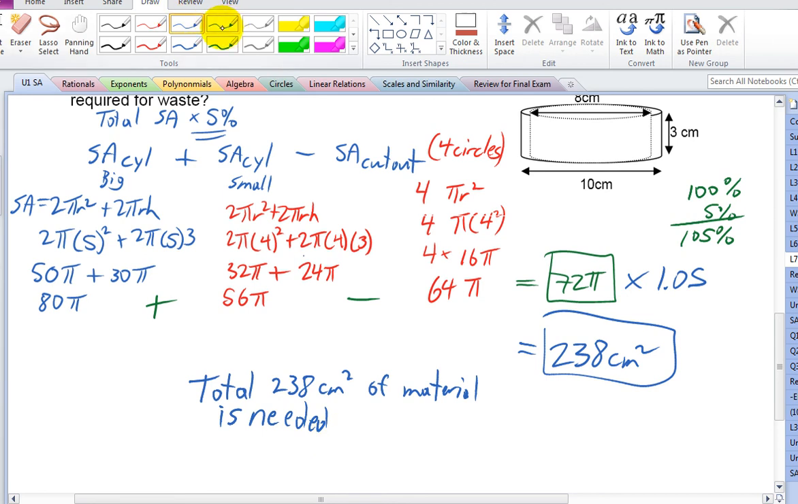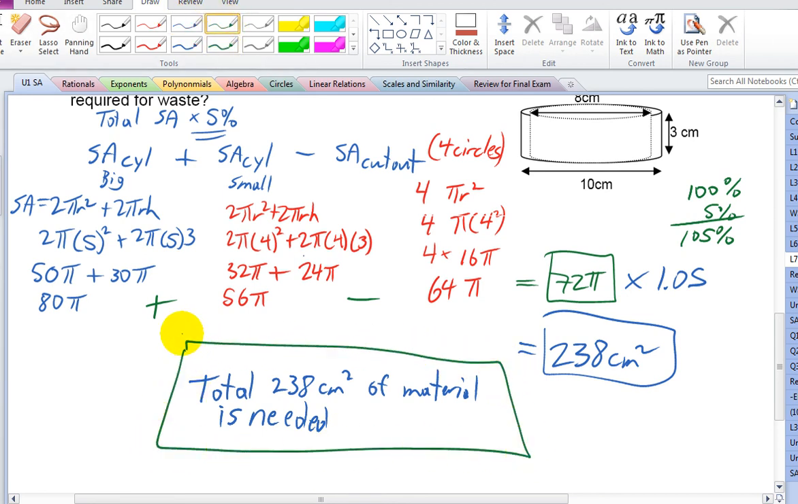Quick little sentence just to help you make sure you answer the question. Okay, so it causes you to reread the question to make sure that what we found is what we're supposed to find. And then we're done. Any questions? Yeah, me too.